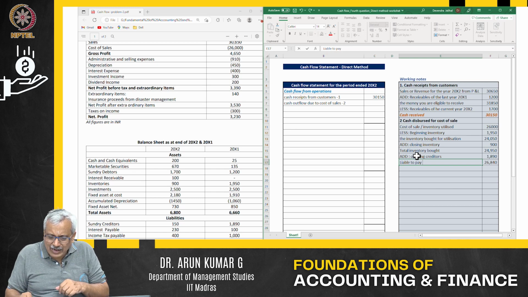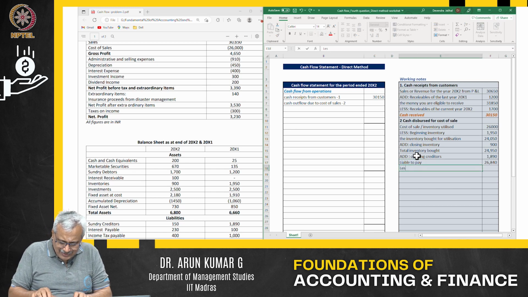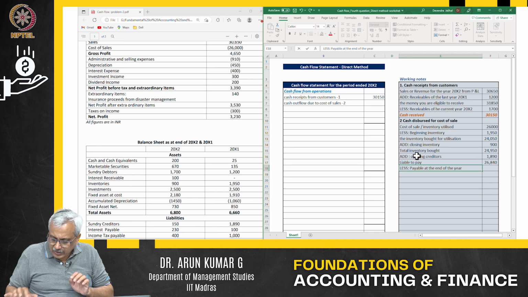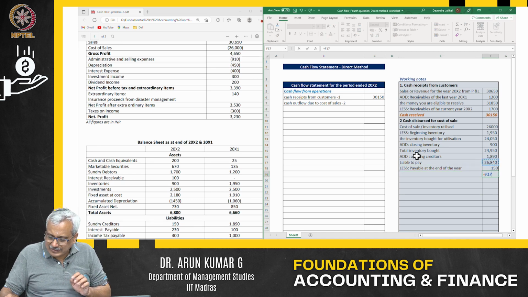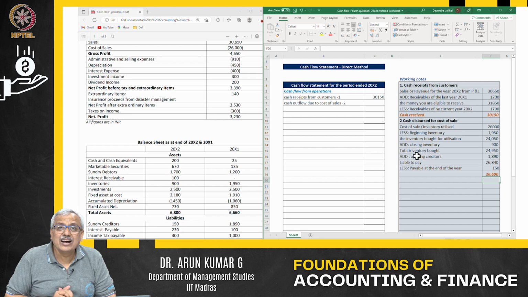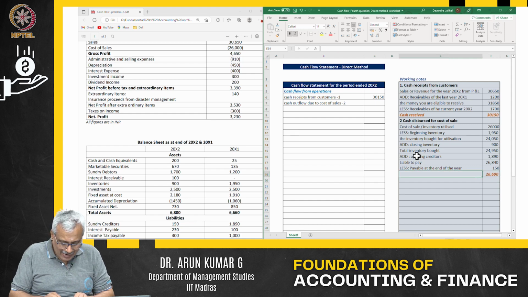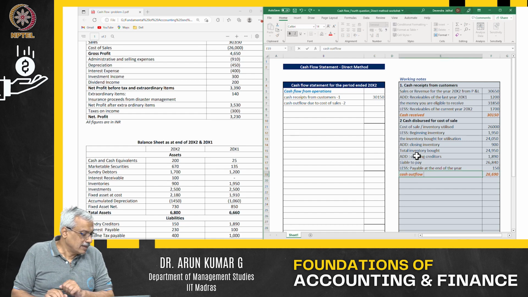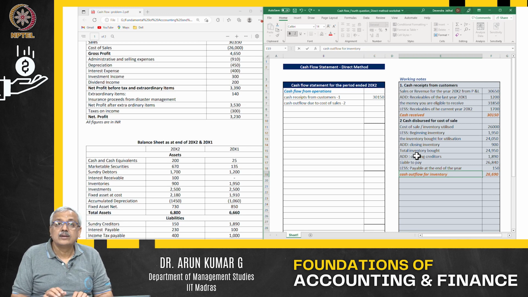So, how much have you actually paid? Payable at the end of the year, so, less payable here is 150. So, how much have I paid out there? I have paid only 26,690. That is the cash outflow. Cash outflow for the inventory, or cost of sale.